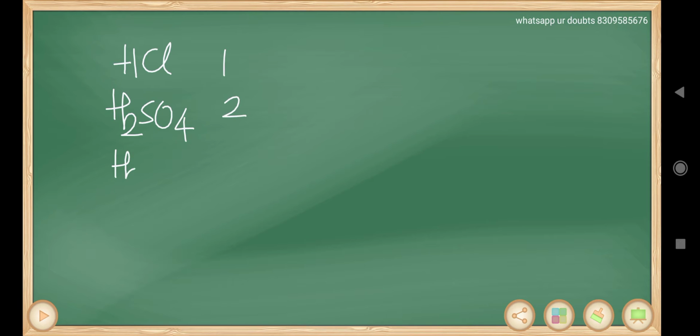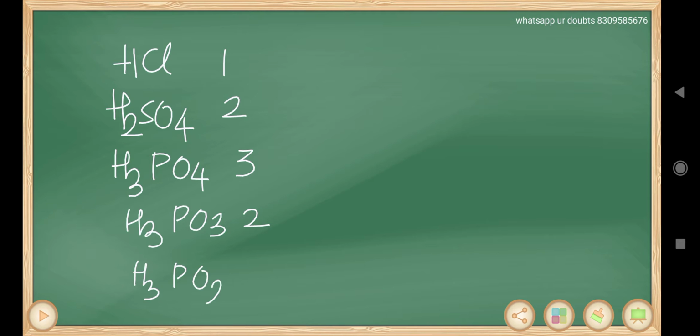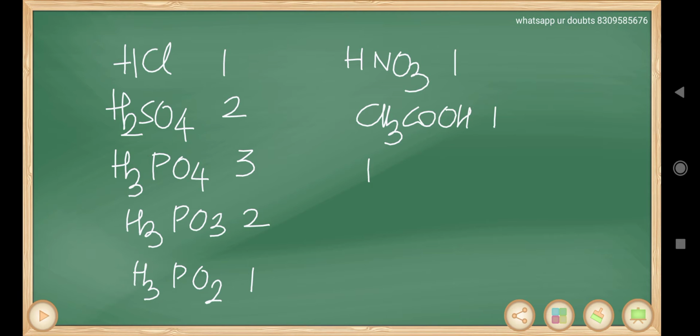Let's see some examples. HCl, monobasic acid. H2SO4, dibasic acid. H3PO4, tribasic acid. H3PO3, dibasic acid. H3PO2, monobasic acid. HNO3, monobasic acid. CH3COOH, monobasic acid. H2C2O4, oxalic acid, dibasic acid. Like this you can take.